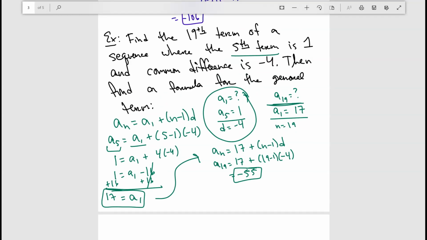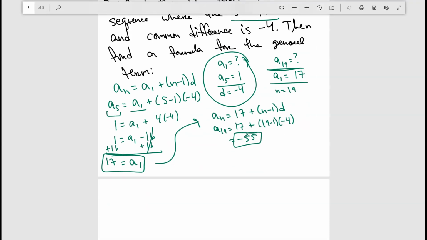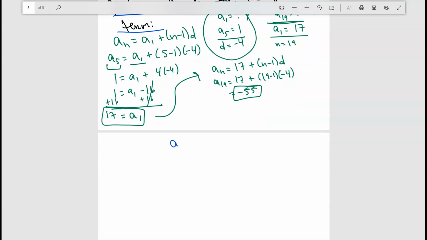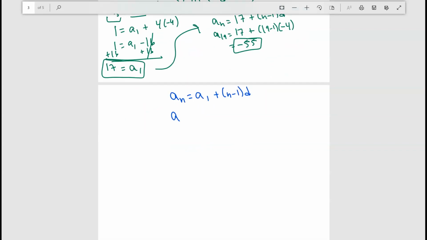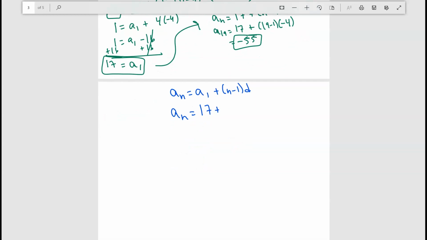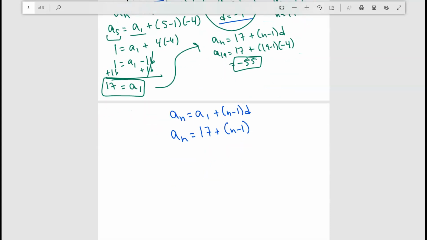Now, I got the 19th term. Now, I'm not done with the problem because what do they also want to know? Find a formula for the general term. Okay, so let's figure out this formula. So the formula initially is a_n equals a_1 plus n minus 1 times d. I know what a_1 is. a_1 is 17 plus. Now, since I want a general formula, I'm going to keep n by itself. d in this case is the common difference, which is negative 4.